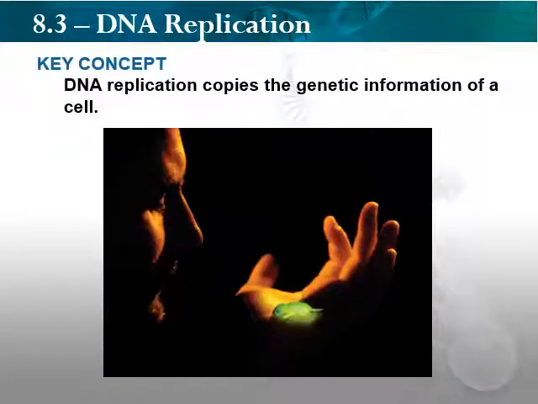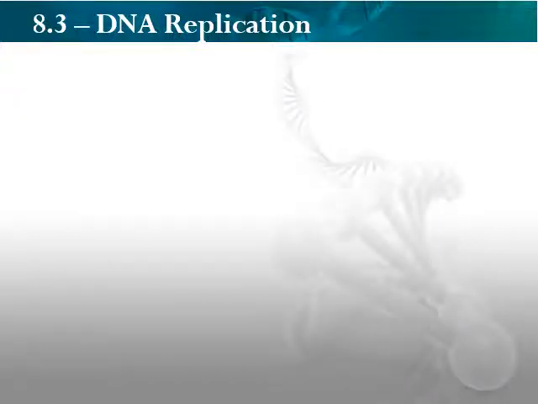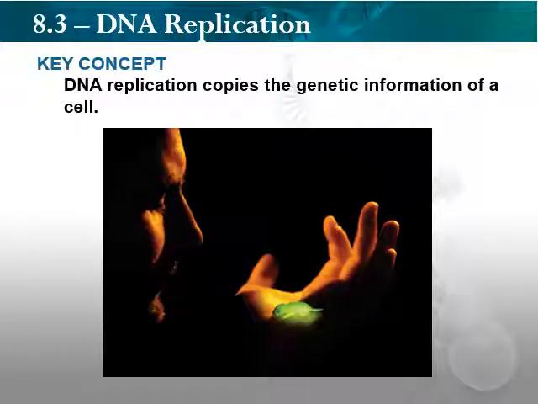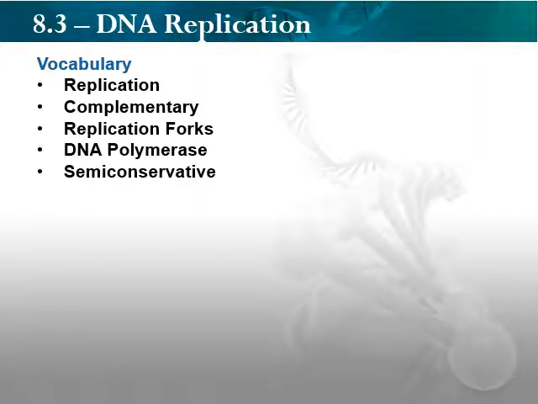All right, guys, here we are in section 8.3, which is DNA replication. Our key concept is that DNA replication copies the genetic information of a cell. Our vocabulary: we've got replication, complementary, replication forks, DNA polymerase, and semi-conservative.